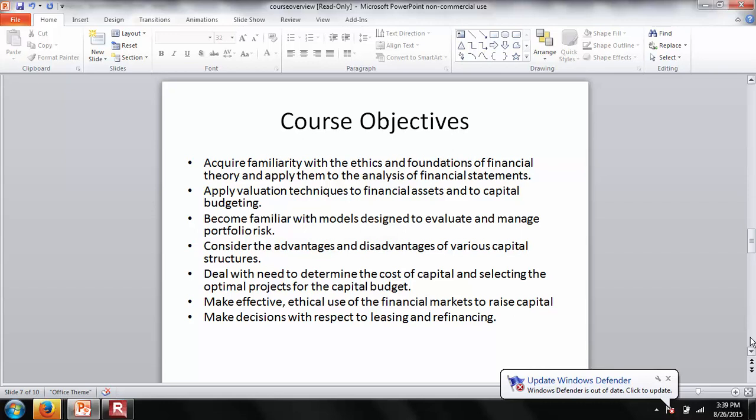And the reason being that this is not a one-time choice. If you are a company, chances are you will have to go back to the markets again and again to raise money. And given that, you want to make effective and ethical use of the financial markets. We'll also talk about the decisions with respect to leasing and refinancing.